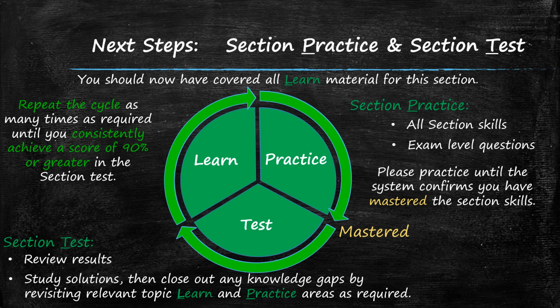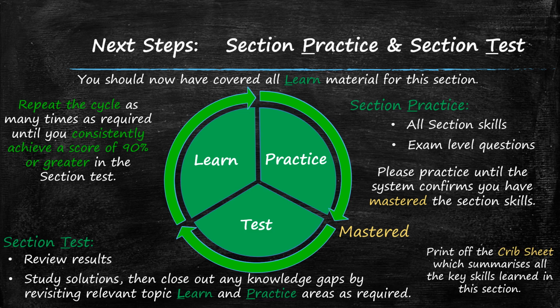Repeat this cycle as many times as required until you consistently achieve a score of 90% or greater in the section test. Remember, the work you put in now will develop your skills and also build your confidence, both of which will greatly assist you at exam time. One final note, print off the crib sheet which summarises all the key skills learned within this section. You can add your own additional notes to the back of the crib sheet, and in that way you will have all your summary knowledge in one place, a handy one-page reference for this whole section.